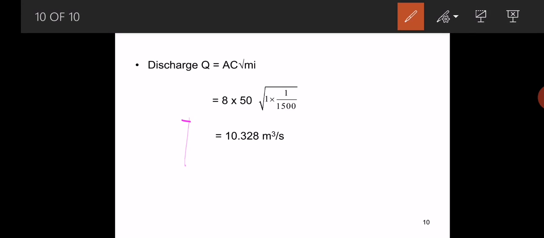Next go for the discharge. Q is equal to A into V, where V is equal to C into root m i. Substituting the V value, we get Q equal to A into C into root m i. Substituting the above values in this formula, we get the discharge 10.328 meter cube per second. This is the discharge of the given rectangular channel section. So thank you everyone.